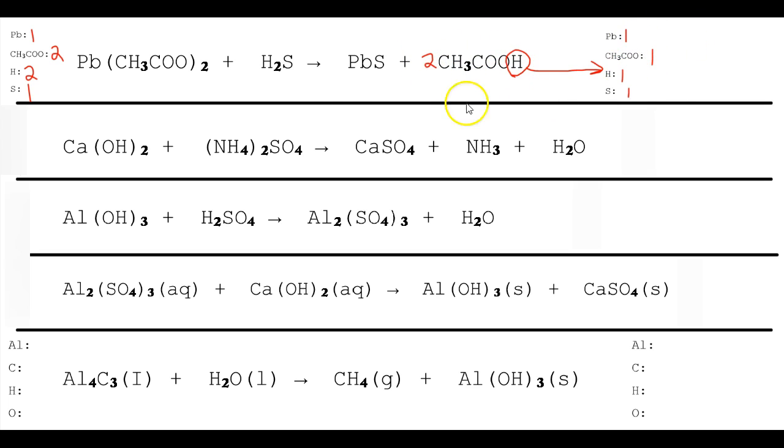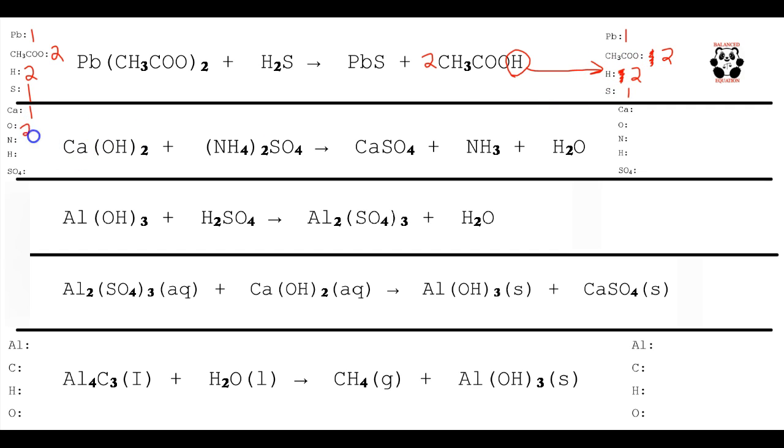So 1, 1, 1, 1 on the right. First thing I'm going to do is put a 2 in front here because I have 2 for the acetates, so I might as well fix that. That's going to bring my acetates up to 2 here and 2 there. That's all I needed right there. That turns that one into a balanced equation, simple one.